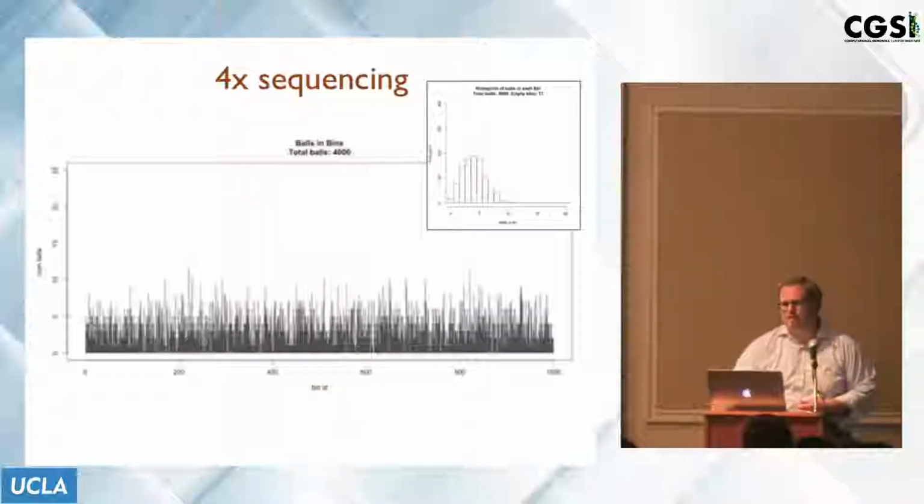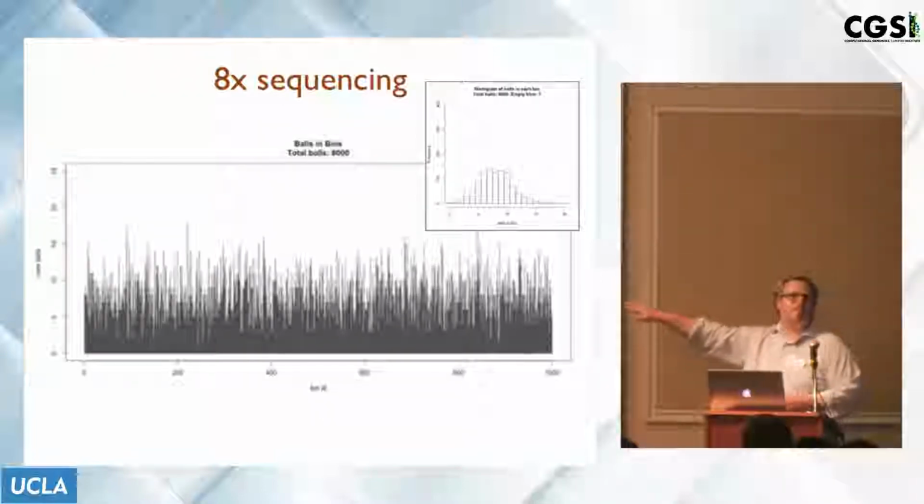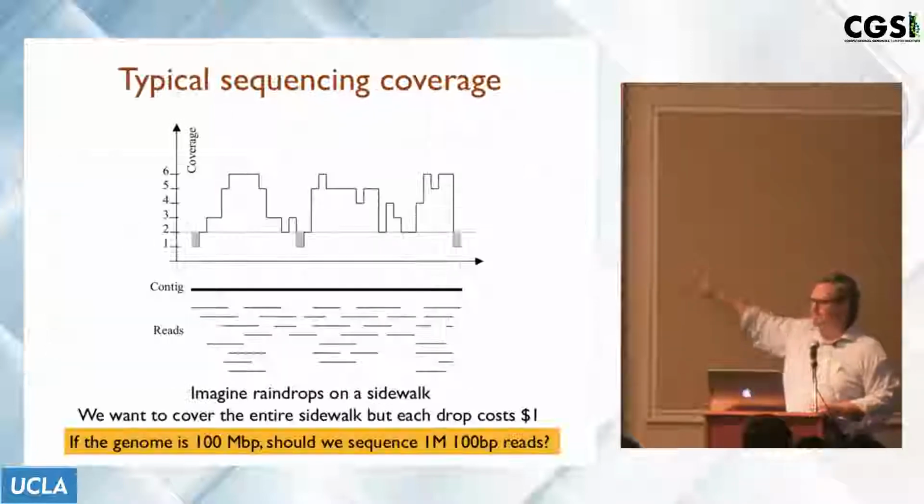We can double the coverage again. Now we're down to just a few percent of the buckets that are empty. We double the coverage again, and now less than 1% of the buckets are empty. So for a long time, this rule of thumb about 8x coverage being the minimum is entirely driven by this sort of analysis: if you do less than 8x coverage, you will for sure be missing at least 1% of your genome. 1% of 3 billion is a big number of bases to be missing in the case of the human genome. Does anybody recognize this distribution?